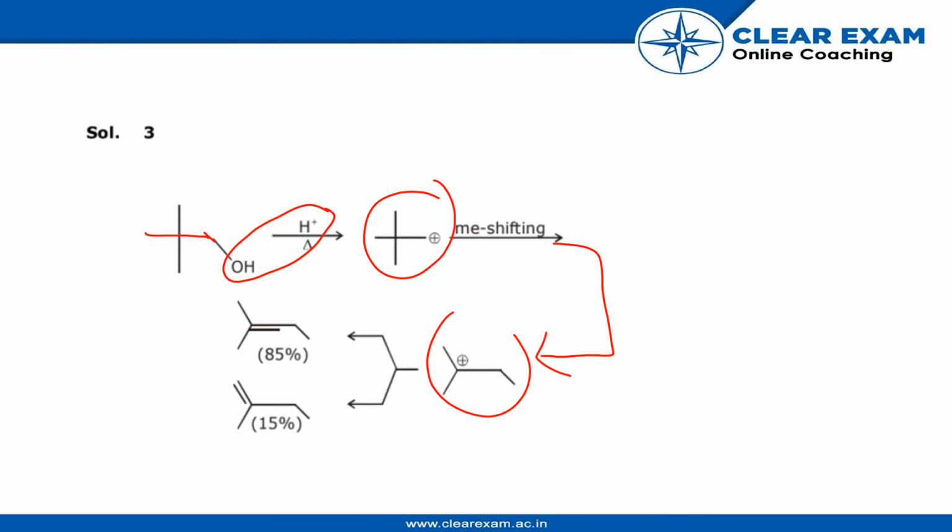which will give 85% of this structure and 15% of this structure. So from the options, the correct option is option third.